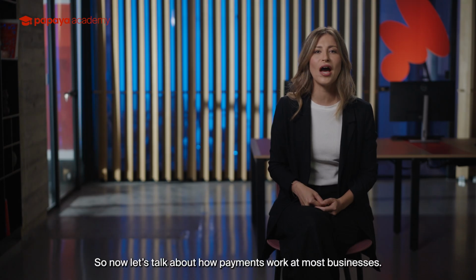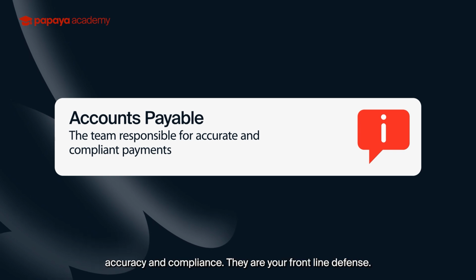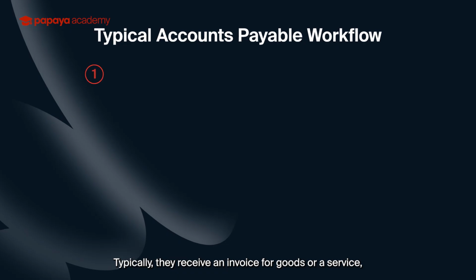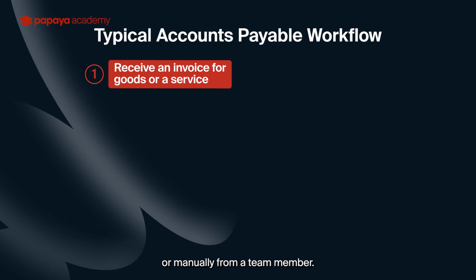So now let's talk about how payments work at most businesses. Your accounts payable team plays a critical role in maintaining accuracy and compliance. They are your front-line defense. Typically, they receive an invoice for goods or a service, either direct from a vendor in your ERP system or manually from a team member.